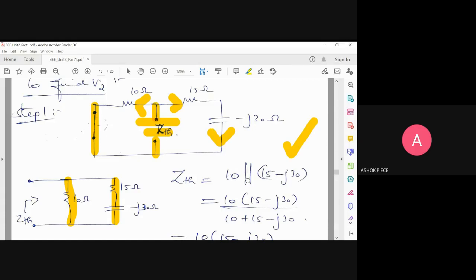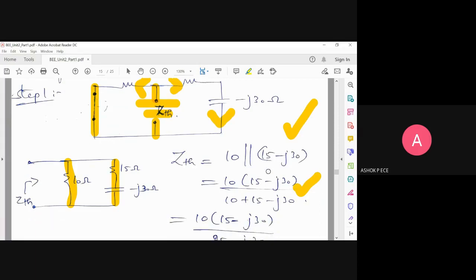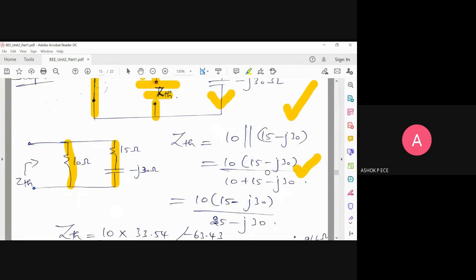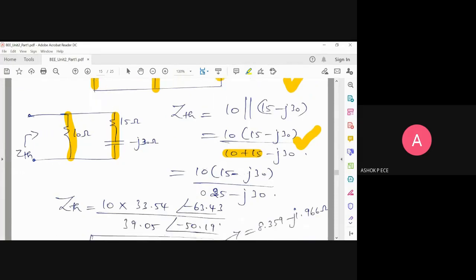You know, when two resistors are in parallel, it is R1 into R2 by R1 plus R2. So see, 10 into 15 minus J30 by 10 plus 15 minus J30. Expand, multiply the terms in the numerator. See if something can be cancelled out as common. Here I can add 10 plus 15, so it is 25 minus J30. So 10 into 15 minus J30 by 25 minus J30.